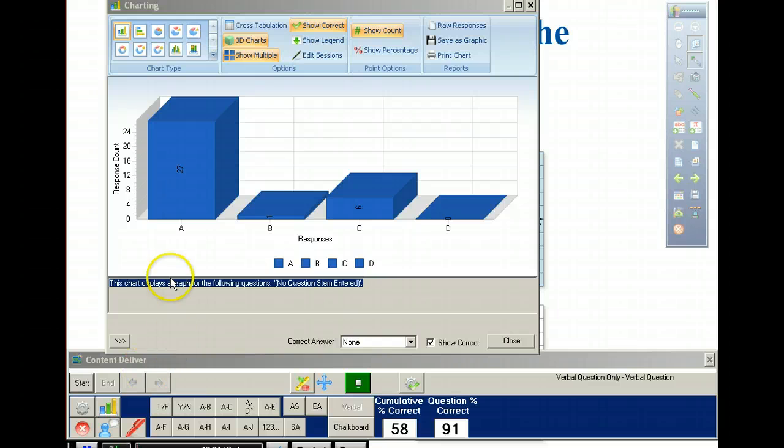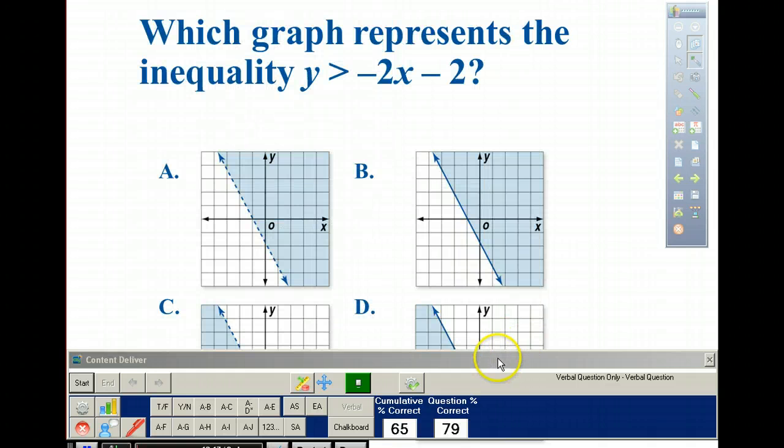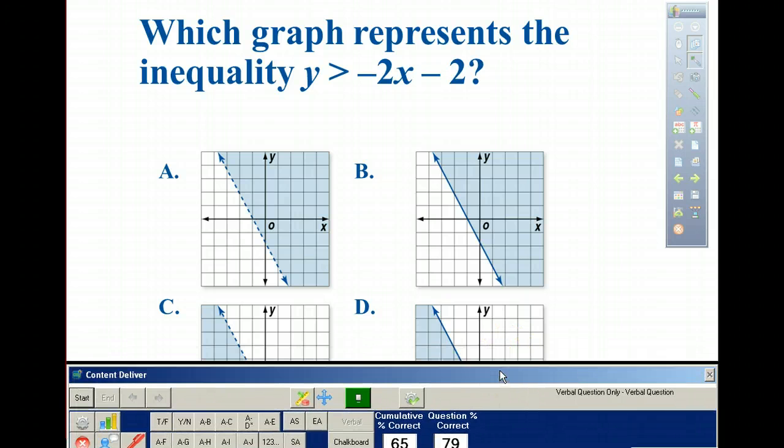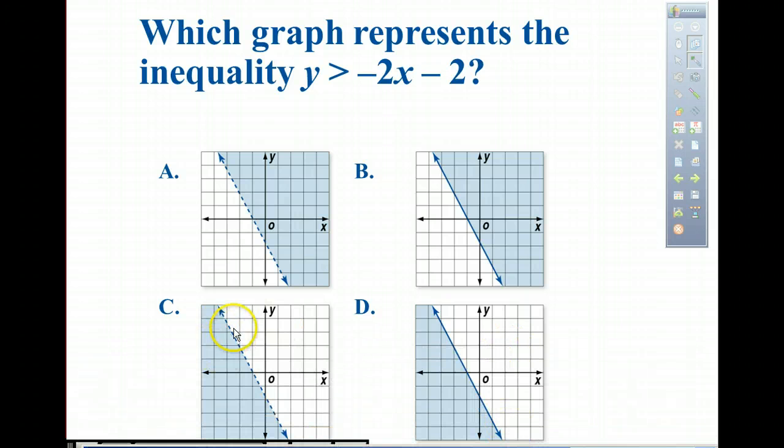There we go. All right. It looks like overwhelmingly the answer was A. Like 6 of you picked C though. So you picked C, you got the solid, the dotted part right, but it's greater than, so shaded above. Shaded above.